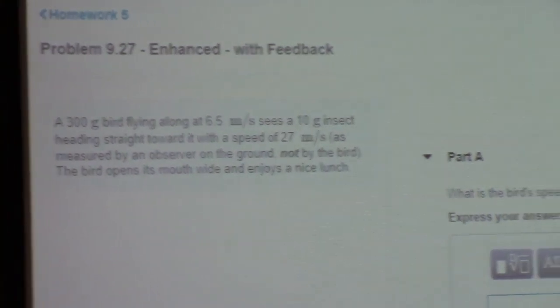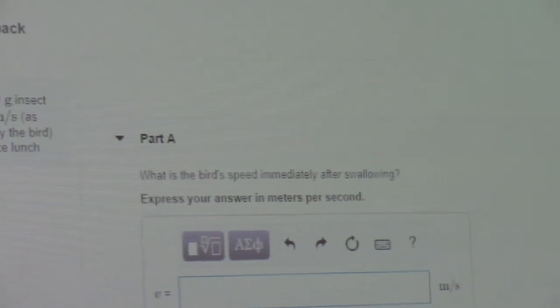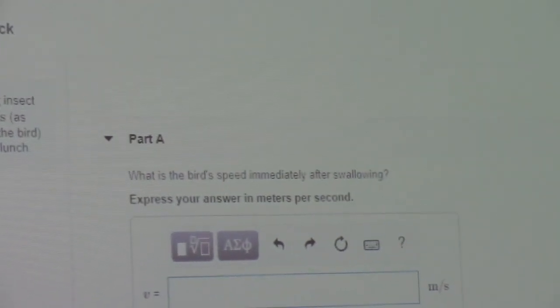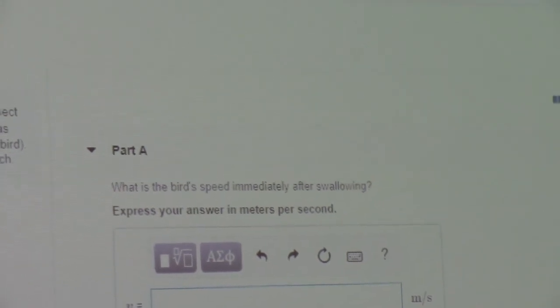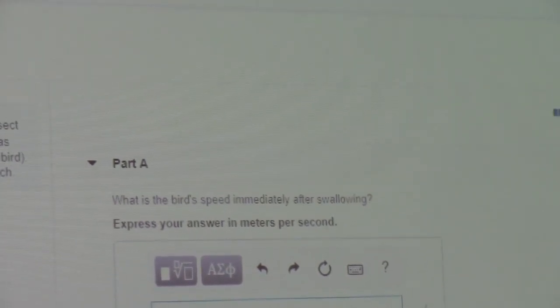So if you picture this happening, it might not even seem like the bird actually slows down, right? Because it's a lot bigger. But the insect is moving a lot faster. The bird probably still does have more momentum. I doubt a bird would eat an insect and fly back this way, it would have to eat the insect.